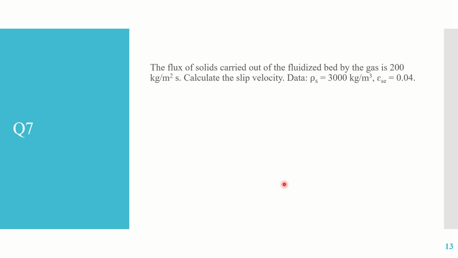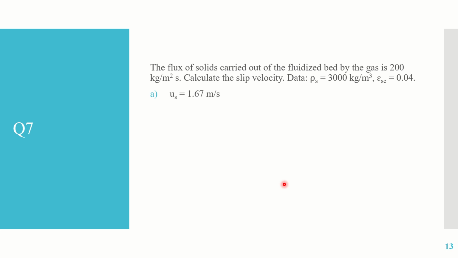Question 7 is a problem. The flux of solids carried out of the fluidized bed by the gas is 200 kg per meter square second. Calculate the slip velocity. The data is: solid density is given as 3000 kg per meter cube, and epsilon s at the exit, epsilon se, is given as 0.04.